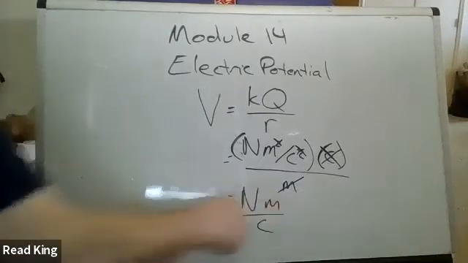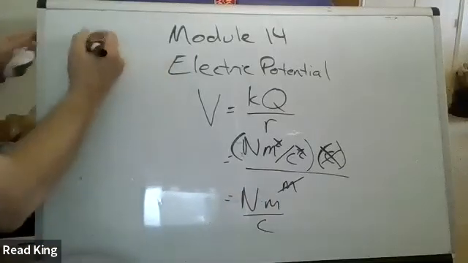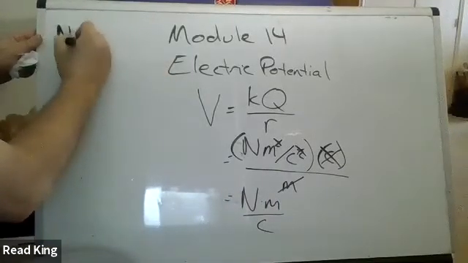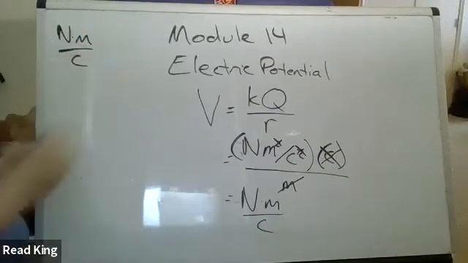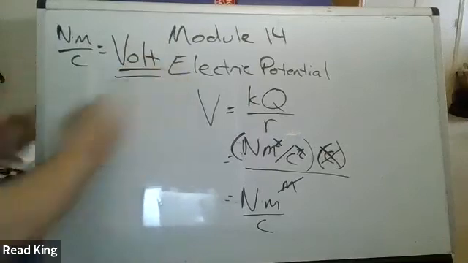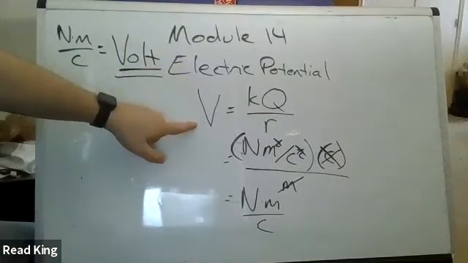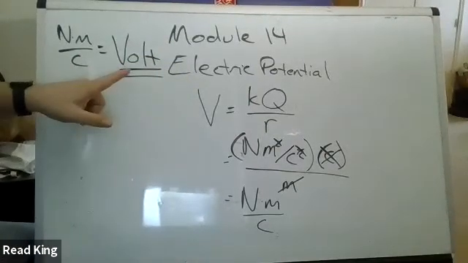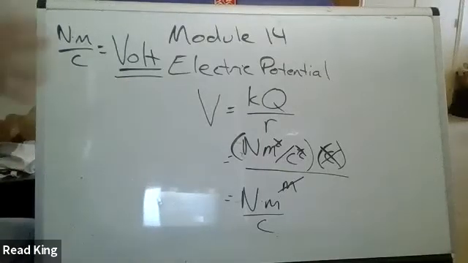And what we're going to take this, I'm going to come right up on the side here. So this Newton meter per coulomb, we have given it a name. We're going to call it the volt. That's why we have a V for electric potential. So volt is a Newton meter per coulomb. That's the unit we're going to be using for our electric potential as we keep going.